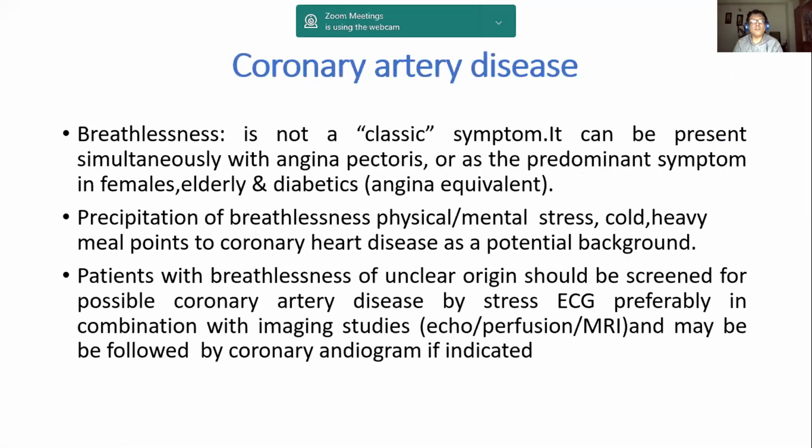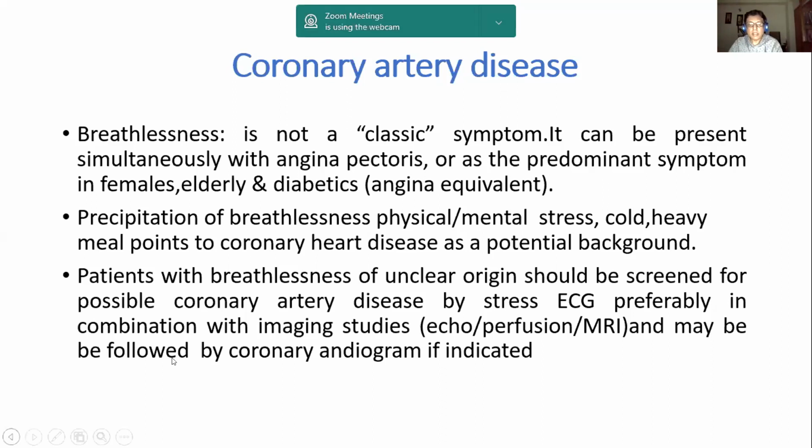Coronary artery disease usually doesn't produce breathlessness, but when it does, we call it angina equivalent. It is common in females, the elderly, and diabetics. And the precipitation of breathlessness may be due to physical or mental stress. There may be cold climate, heavy meal. If such a background is found, we may consider the shortness of breath to be angina equivalent.